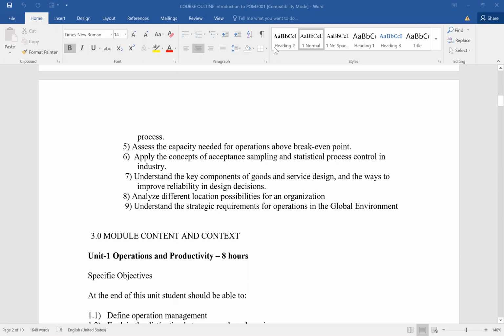Understand the strategic requirements of operations in the global environment. As you well know, it's not just about Kingston or St. Mary anymore, or Jamaica for that matter. We're talking about the global environment. The world has become a much smaller place thanks to technology, right?